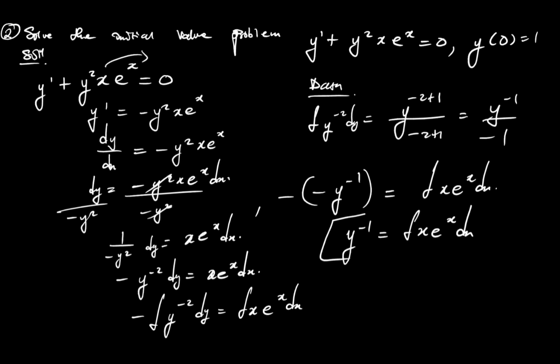Now let's focus on this. This is not really the final answer, we're not yet done. So what are we going to do next? Let us understand this clearly. We have y to the minus 1 being equal to the integral of xe to the x dx. Let us solve this part separately.